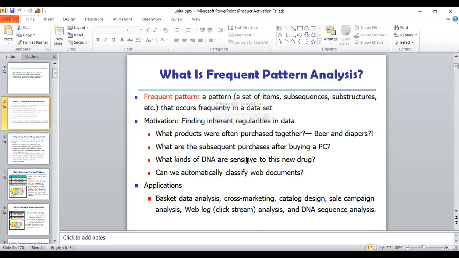So it is finding inherent regularities in the data, such as what products are often purchased together, what a person will buy after buying a particular product, and what kinds of DNA are sensitive to this new drug. We can apply frequent pattern analysis in various areas. Applications are majorly basket analysis, cross marketing, catalog design, sale campaign analysis, web log analysis, and DNA sequence analysis.